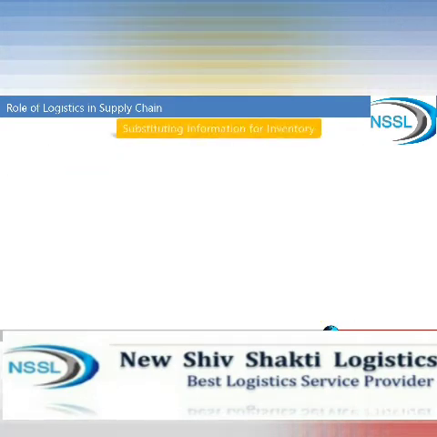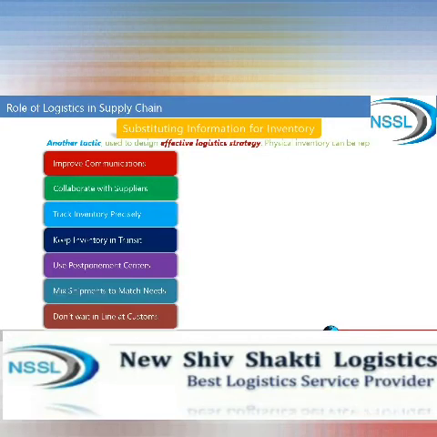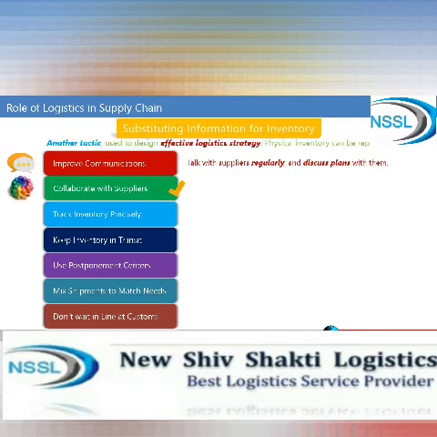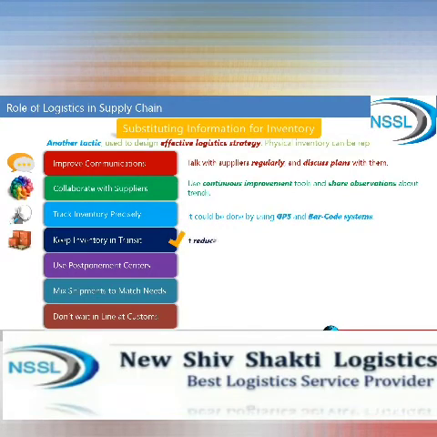Substituting information for inventory. It is another tactic used to design effective logistics strategy. Physical inventory can be replaced by better information in the following ways: improve communications, talk with suppliers regularly and discuss plans with them, collaborate with suppliers, use continuous improvement tools and share observations about trends. Track inventory precisely. It could be done by using GPS and barcode systems. Keep inventory in transit. It reduces inventory costs, for example, cross-docking.